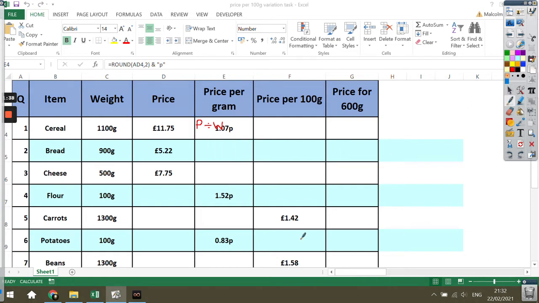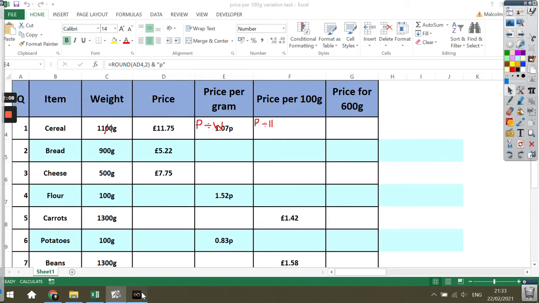Now if we want price per 100 grams, and this is one we're going to actually use the most, we need to take this price and we need to divide it not by the weight, but by how many 100 grams we have here. So if we take 2 zeros off our number, 11 times 100 would give us 1,100. So here we're dividing by 11 to work out our price.